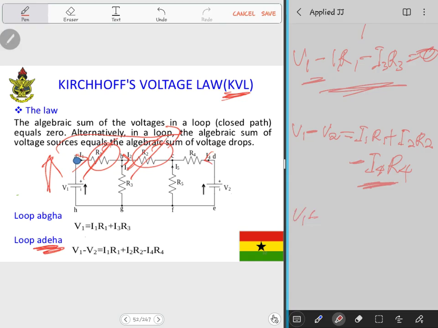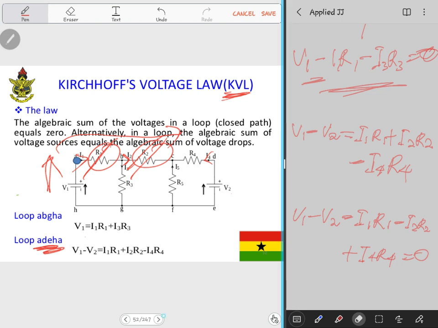V1 minus V2, and then you have minus I1 R1 minus I2 R2 plus I4 R4 equal to 0. This is the algebraic sum. But if you want to go by V is equal to IR, fine. Whichever one works for you, just go by that one and you'll be fine.